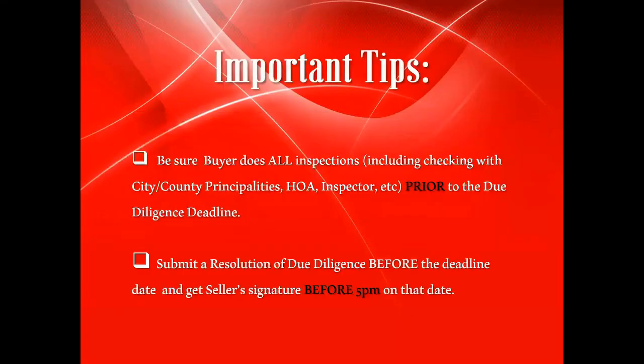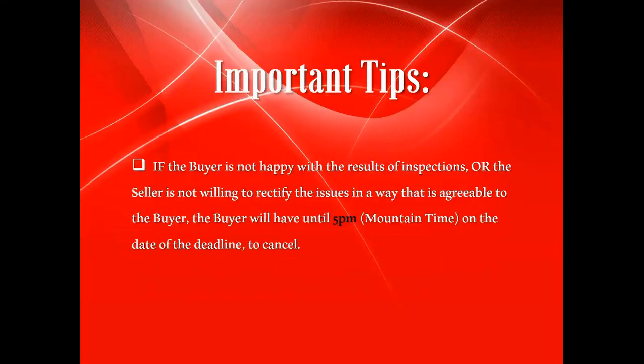So here are some important tips. Be sure that your buyer does all of their inspections prior to the due diligence deadline, and submit that resolution of due diligence before the deadline. Get that seller's signature before 5 p.m. on that date. And if the buyer's not happy with the results of the inspection, or the seller's not willing to rectify the issues in any way, then the buyer has until 5 p.m. on that deadline to cancel.